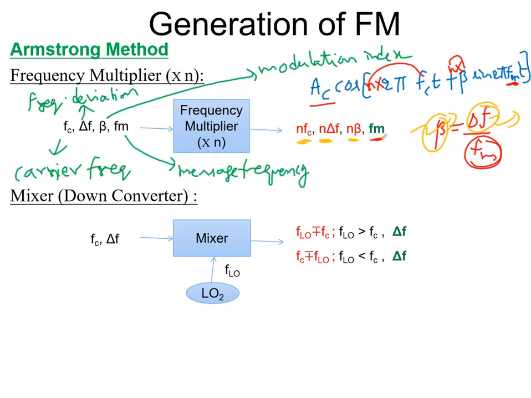Why not message frequency? Because message frequency is there inside the sine term, which won't get affected whenever you are passing your FM signal through a frequency multiplier. This is one of the important fundas.